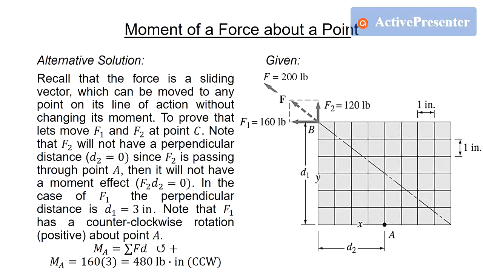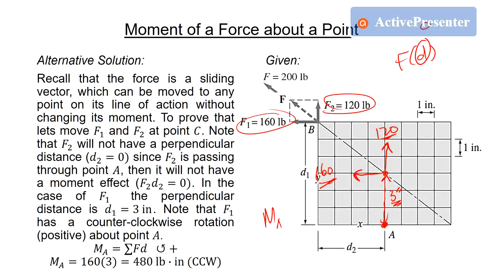So to prove the concept of the principle of transmissibility, we can transfer this force, this one right here, to any point. If we transfer it here, we have 160 and 120. This distance right here is 3 inches. So 120 will not have any moment about point A because the distance is 0. 120 is passing through point A. So what we will have is 160 and 3 inches.